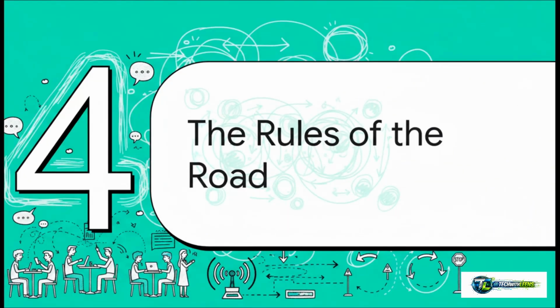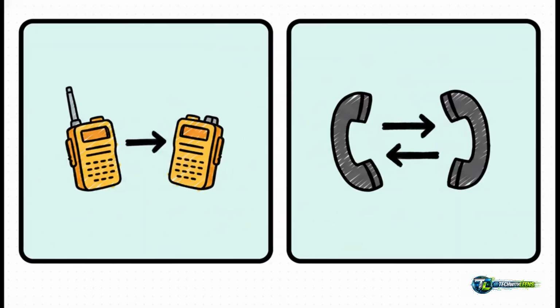Now, being on a shared network like Wi-Fi is a bit like being in a crowded room where everyone wants to talk. If everyone just shouts at once, all you get is chaos. So devices have to follow some basic rules of communication. The most basic rule is about taking turns. In a half-duplex conversation, which is like using a walkie-talkie, you can either talk or you can listen, but you can't do both at once. In a full duplex conversation, like a phone call, both people can talk and listen at the very same time.